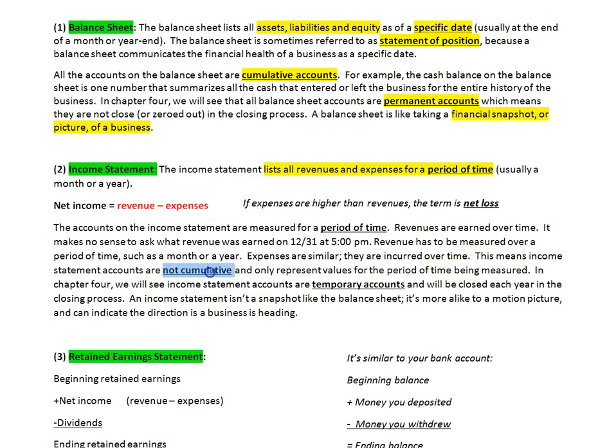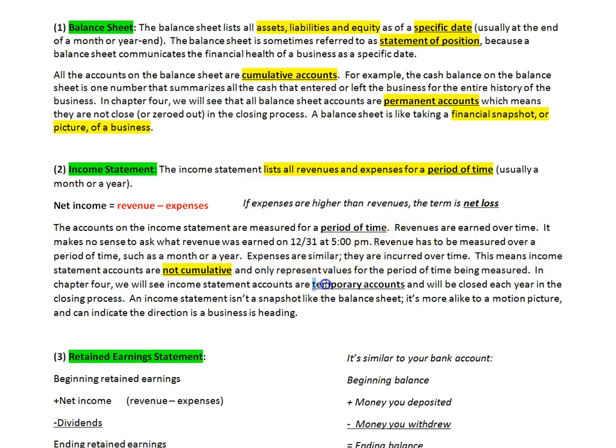Alright, these accounts are not cumulative. Remember, balance sheet ones are cumulative. Income statement ones are not cumulative in nature. They only represent the values for the period being measured. Whether we're measuring revenue and expenses for a month or a year, it's only for that period. It's not for the entire history of the business.